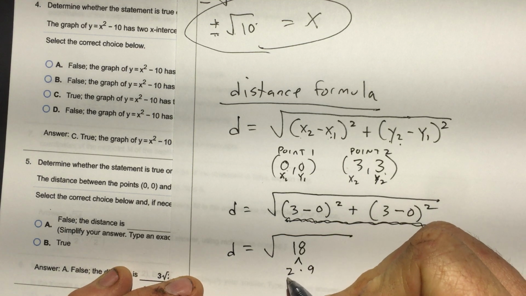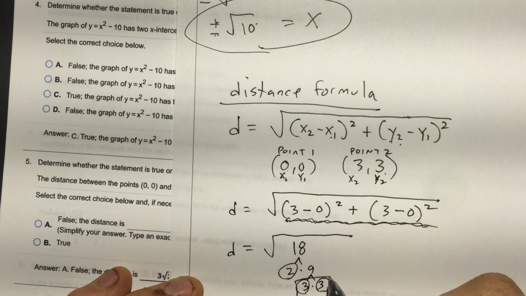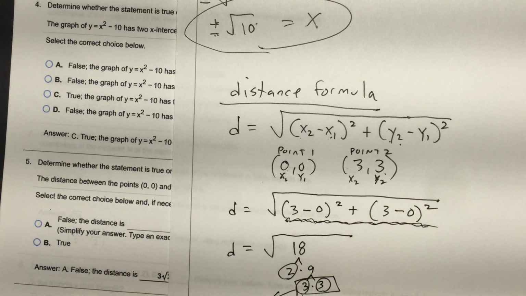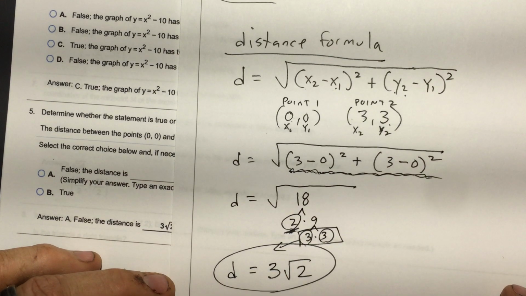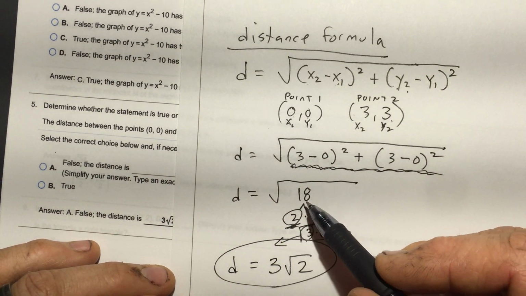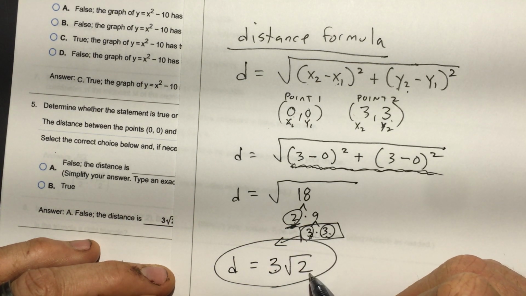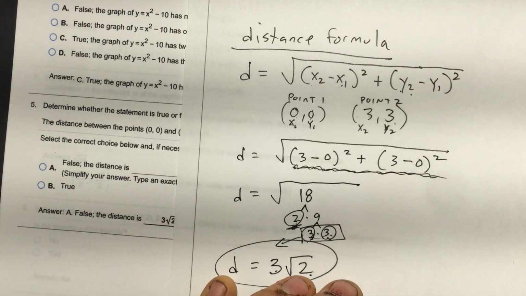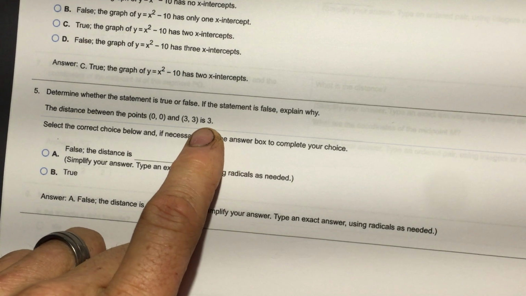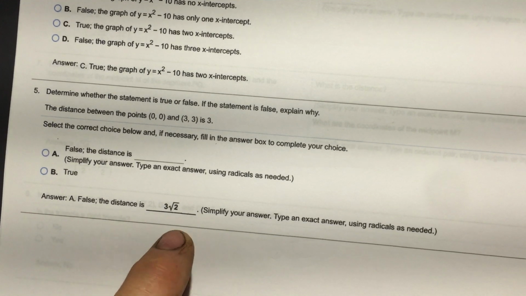So that's going to be 2 times 9. 2 don't go into 9, but 9 is 3 times 3. And then look here. I got a pair. That's going to send a 3 out, but this 2 is stuck because he doesn't have a partner. So I broke this down, and I got a pair of 3s. So that sends a 3 out, but this 2 is stuck. So 3 radical 2. That's what the distance is. So this is false. It said the distance was 3, but it's actually 3 radical 2.